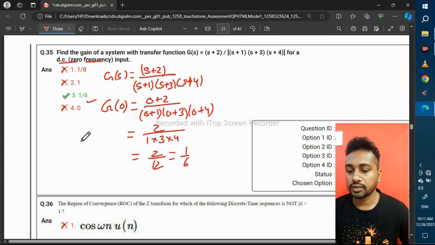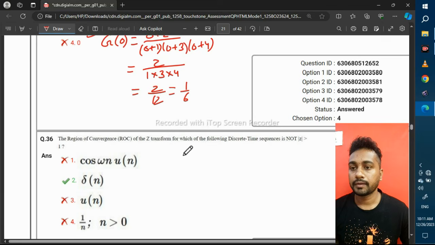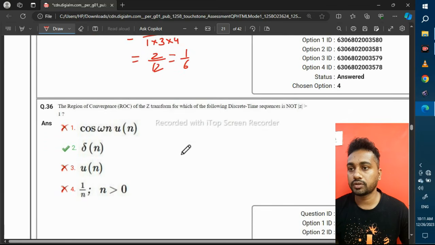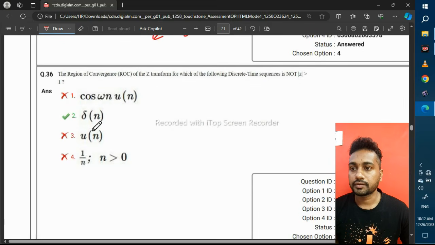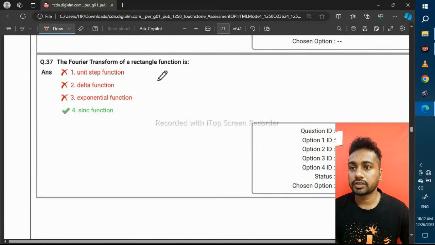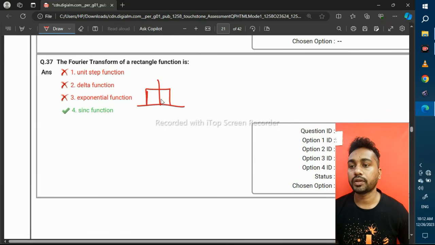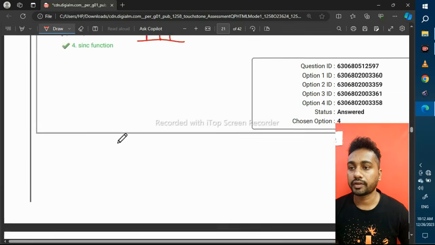The region of convergence of the Z transform for which the following discrete time sequence is not Z, this is delta n. The Fourier transform of the rectangular function is always a sinc function. Option D is the right answer.